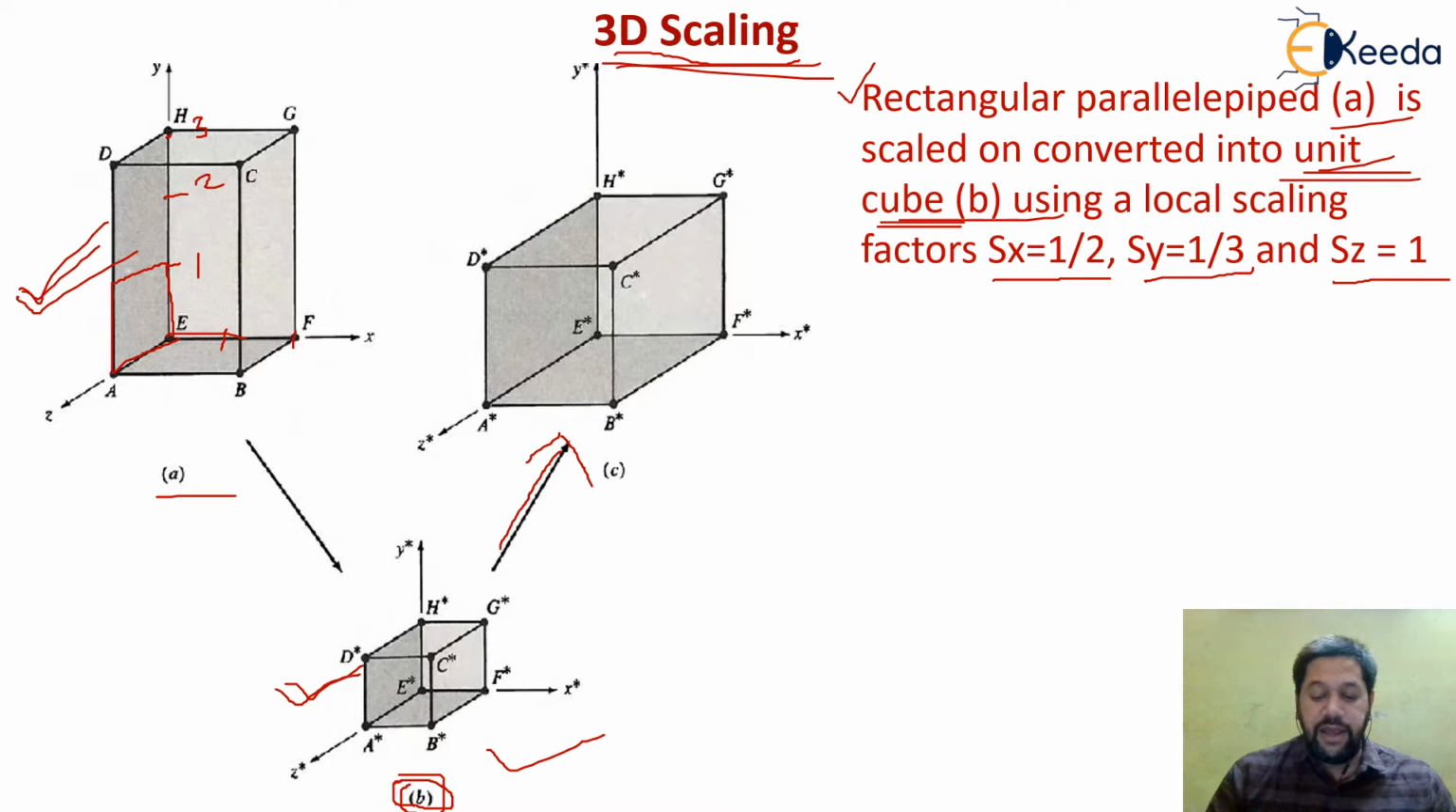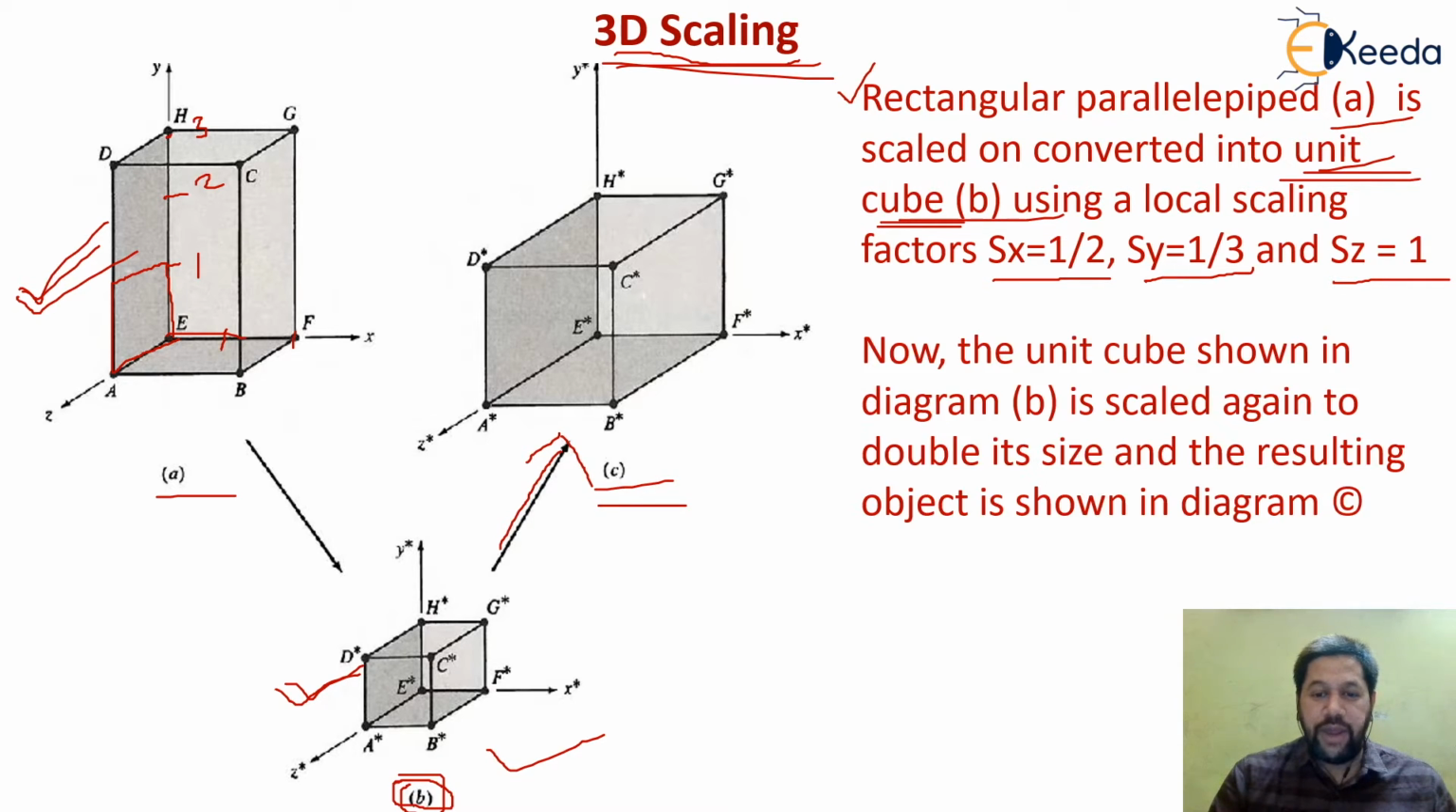Now in that case, diagram B, the unit cube, is converted into diagram C, and diagram C is the doubled size of the unit cube. So that is what we have shown.